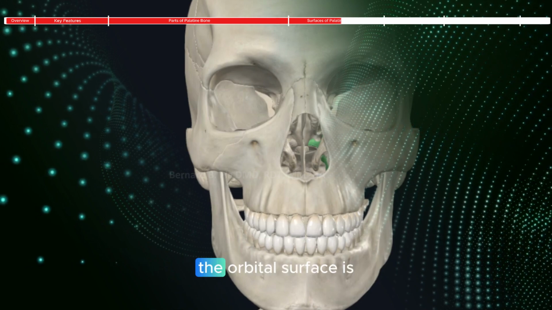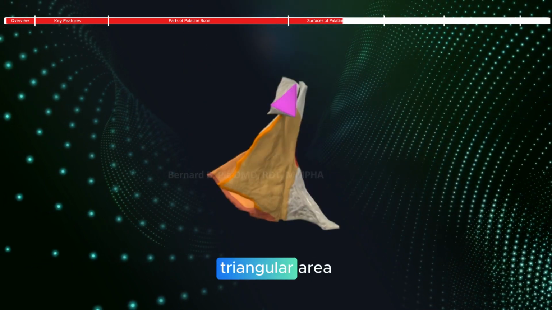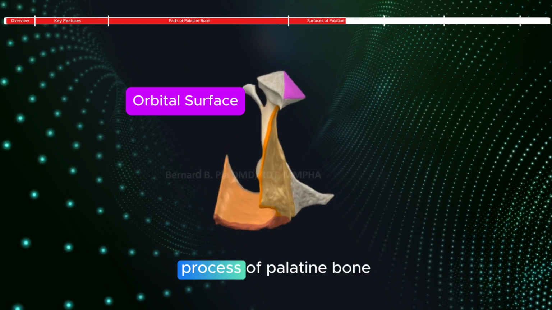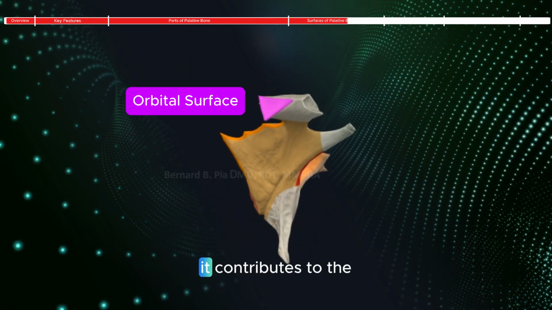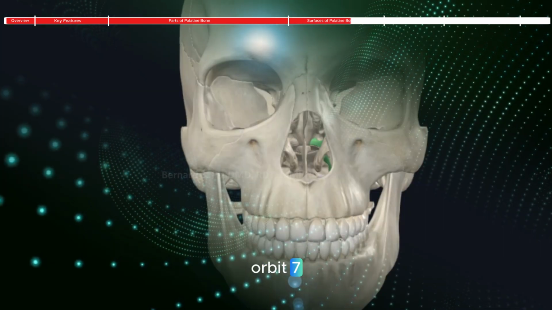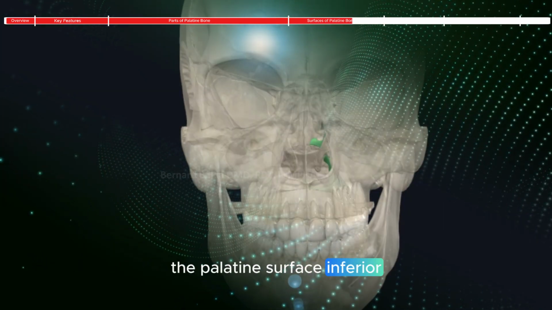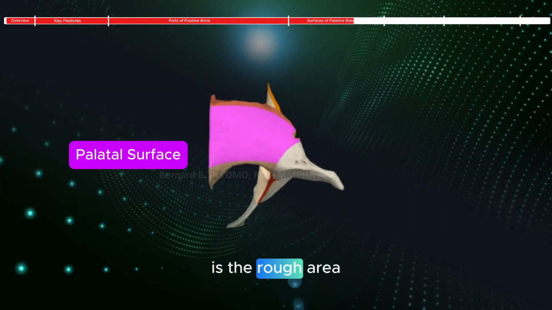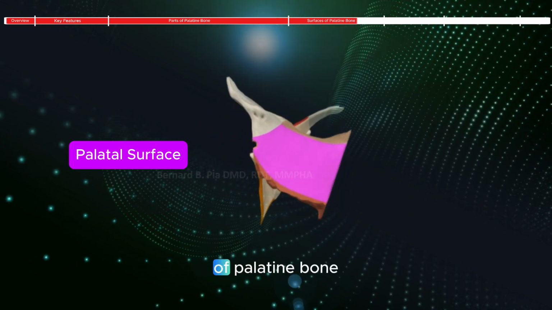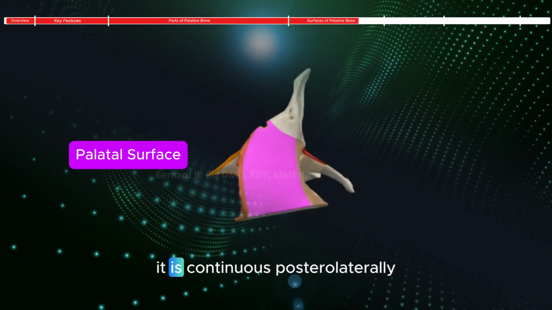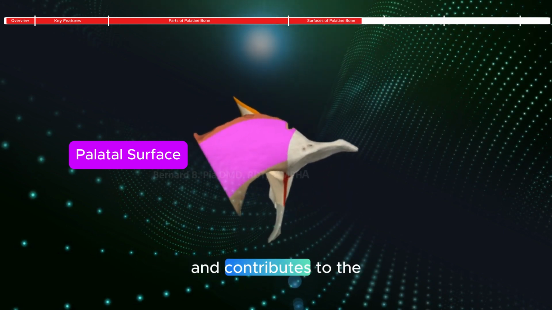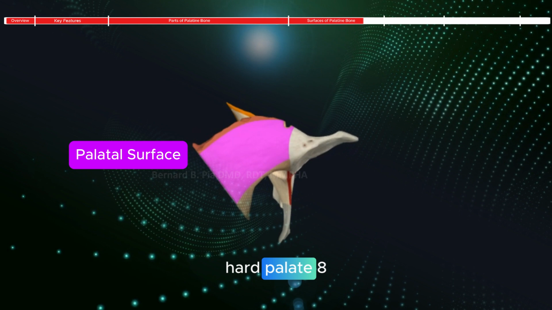6. The orbital surface is the smooth, triangular area found along the supralateral aspect of the orbital process of palatine bone. It contributes to the formation of the floor of the orbit. 7. The palatine surface, inferior surface, is the rough area found along the inferior aspect of the horizontal plate of palatine bone. It is continuous posterolaterally with the pyramidal process and contributes to the formation of the bony hard palate.